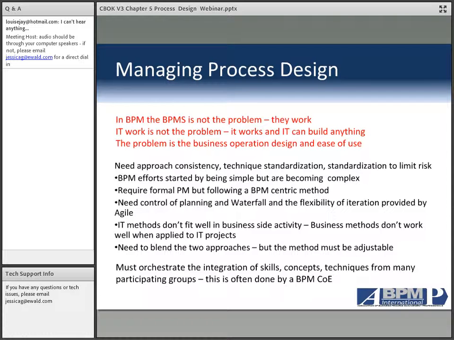And that's business process redesign. IT can be made to support anything. The key is, what's the definition of anything? How does that really work? And in figuring out the answer to that, what's the solution going to be? You need approach consistency with technique, standardization, and you need to actually start to limit risk.